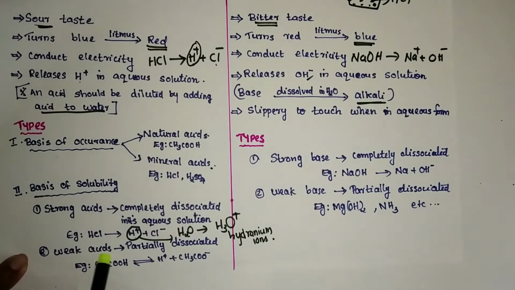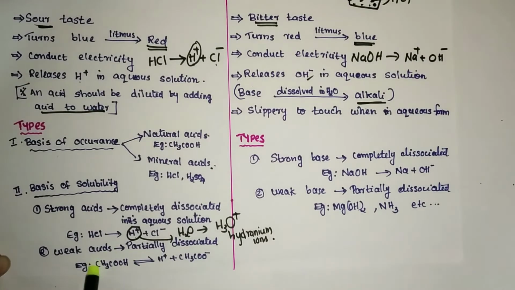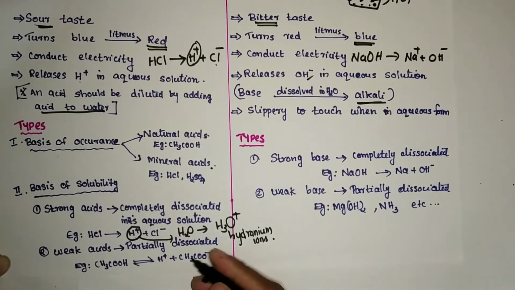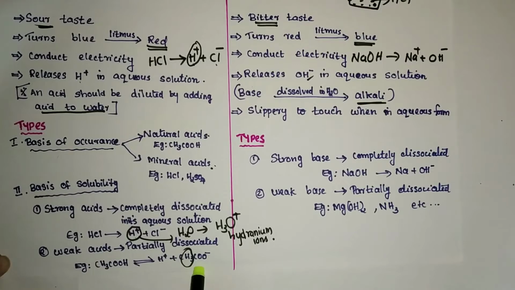In the case of weak acids, they are partially dissociated. Here you can see one example, acetic acid. When it dissociates, it forms a hydrogen ion plus an acetate ion. Here also you can see hydrogen is there, but it is not fully separating. So this is partially dissociated, and these are known as weak acids.